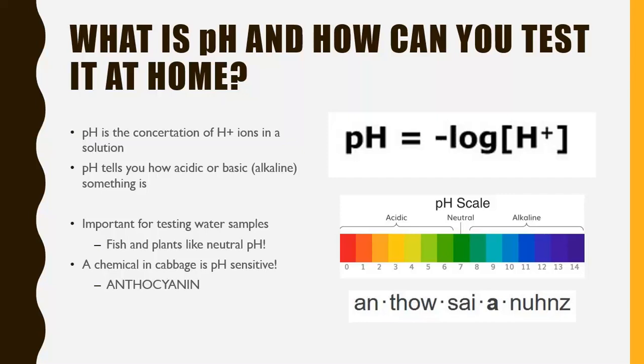Now, if you were a fancy scientist out in the field, you would do it in a bit of a different way. But the fun thing is you can do it at home by taking advantage of a chemical in purple cabbage called anthocyanin. This chemical is pH sensitive and means that it will change color when the concentration of hydrogen changes in a predictable way.